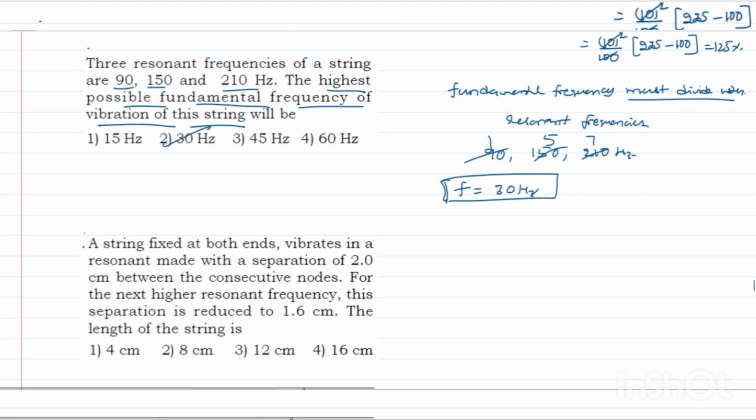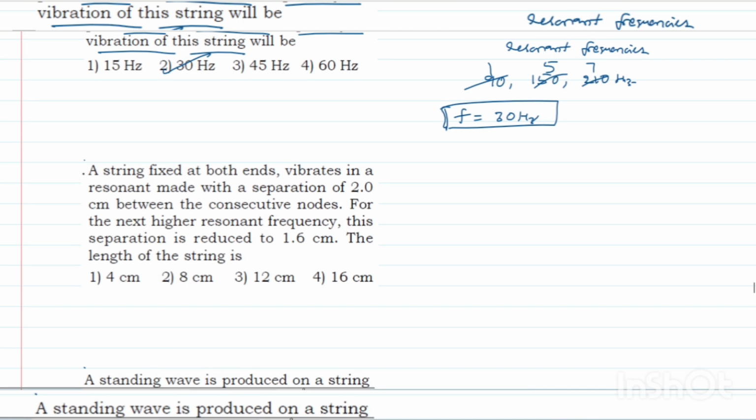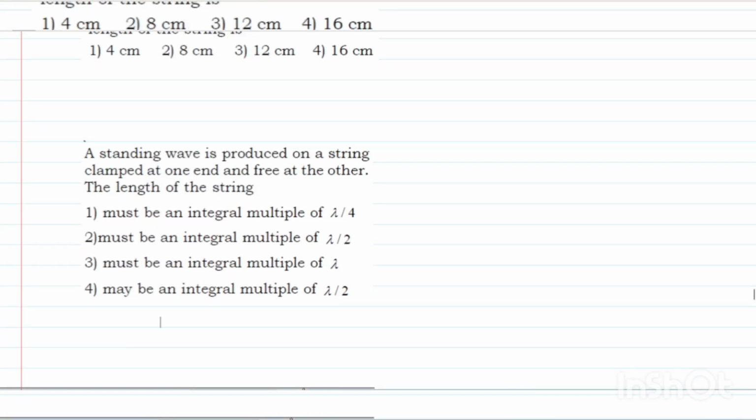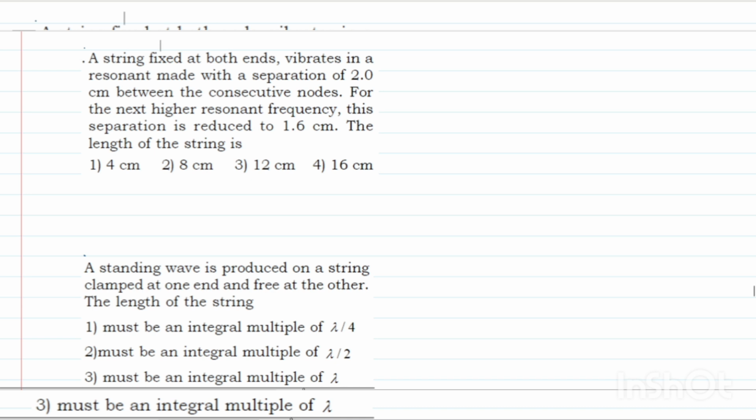Let us see the next question, students. Here the next question says, a string fixed at both ends is vibrating in a resonating mode with the separation of 2 cm between consecutive nodes. For the next higher resonant frequency, the separation is reduced to 1.6 cm. It's given. The length of the string they are asking.